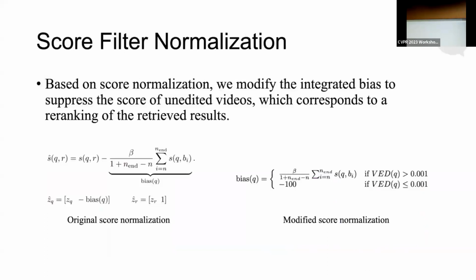Based on score normalization, we modify the integrated bias to suppress the score of unedited videos, which corresponds to a re-ranking of the retrieved results. We modify the bias term. When the predicted score of the video editing detection module is smaller than 0.001, which means the query video is unedited, we replace the bias term with -100.